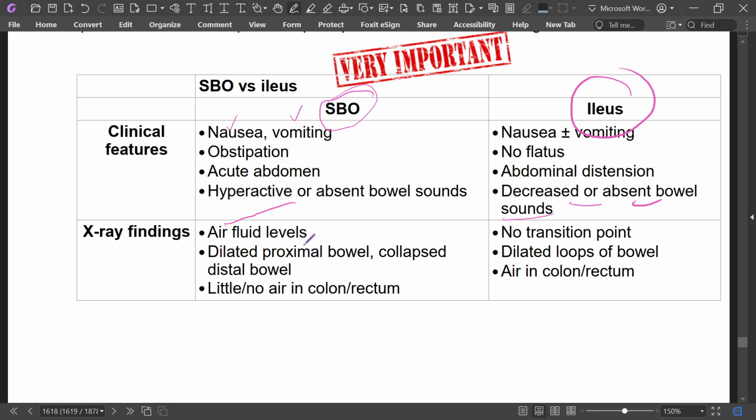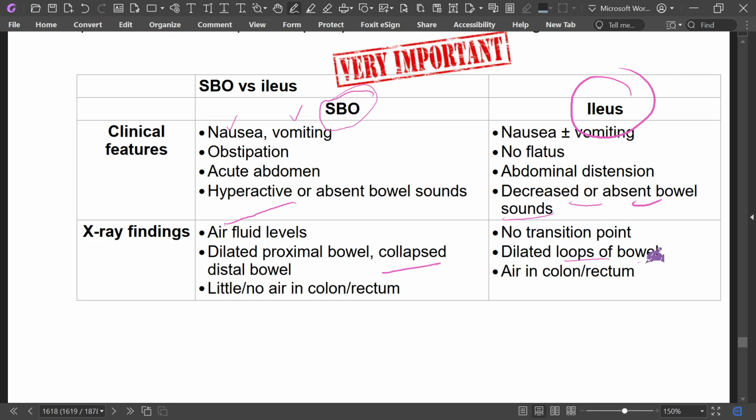When you do X-ray, what you will find in small bowel obstruction, you will get air fluid level, dilated proximal bowel, collapsed distal bowel. But in ileus there is no transition point, but in small bowel obstruction there is a transition point.